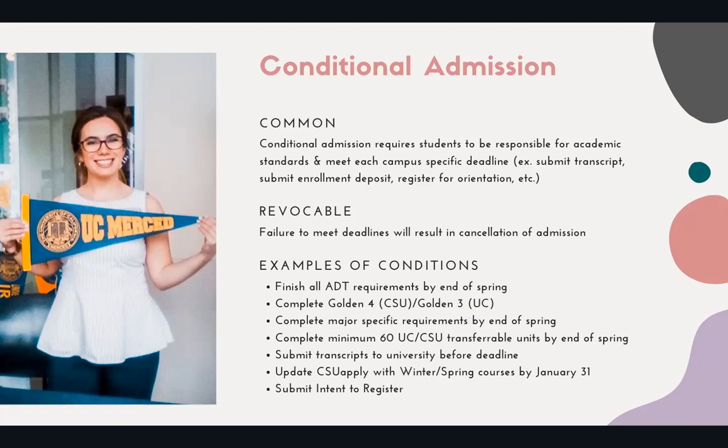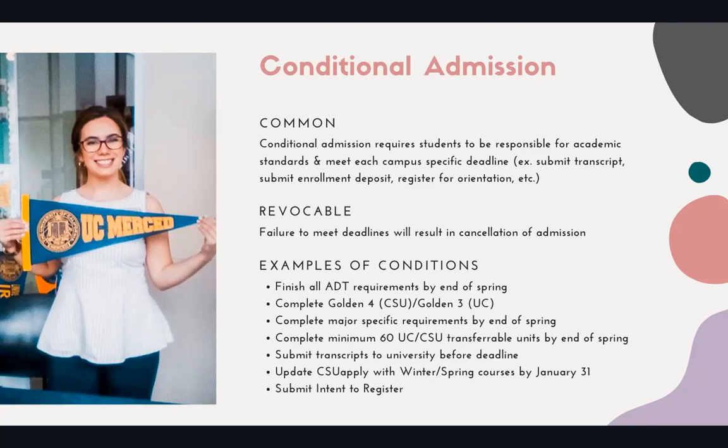Let's say I dropped a major prep class in spring, and you're supposed to complete all your major specific requirements by end of spring. Then I could be denied. Same thing with 60 units. If I drop a class and I only have 59 units, they can no longer admit me. I needed 60. You also want to make sure that you submit your transcripts to the university before the deadline.